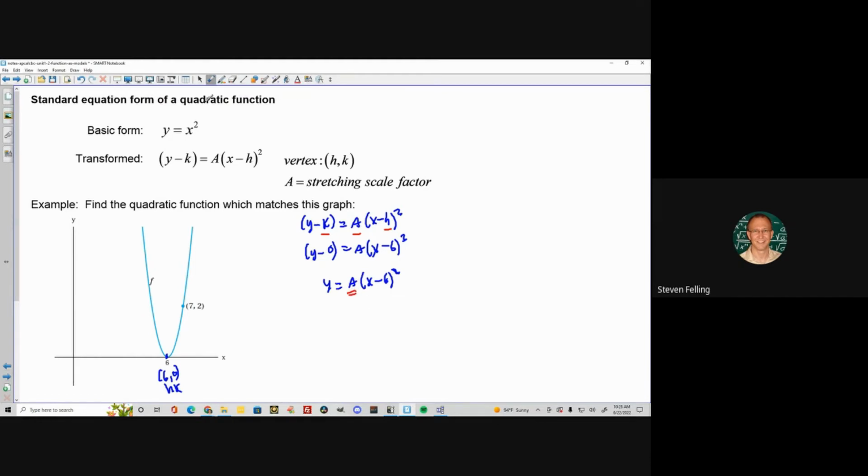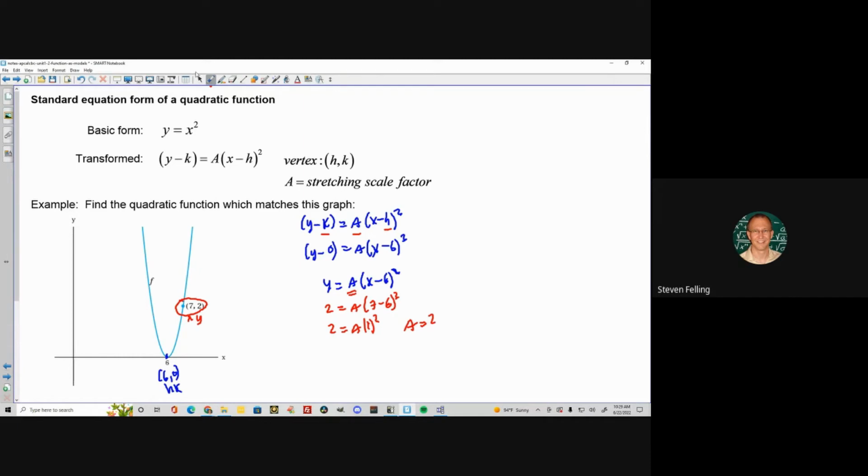Now to find that, we have to have some other piece of information, and we do. We have the fact that it has to go through this point. That means when x is 7, y must be 2. So what we could do is plug 2 in for y, and plug 7 in for x, and then solve for the appropriate a to make that match. So 2 is equal to a times 1 squared, and therefore a has to be 2.